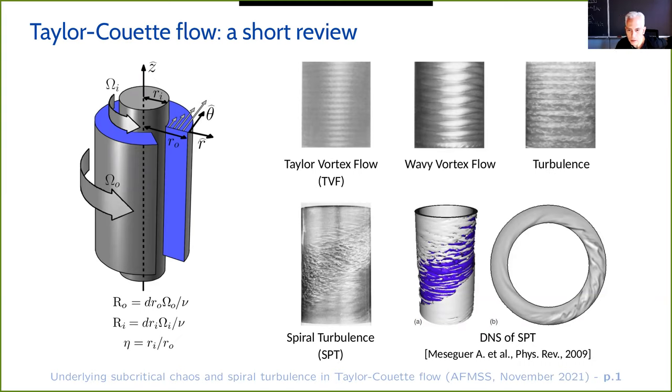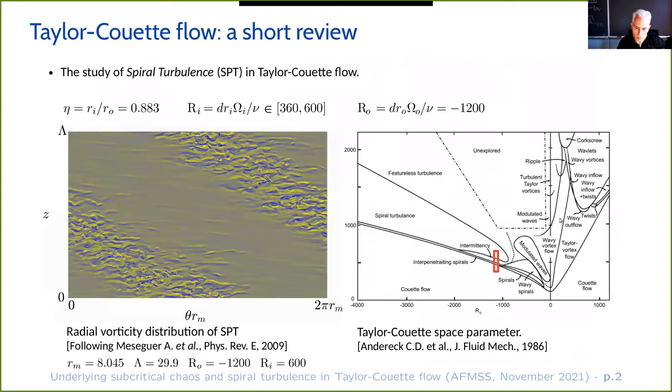And here you have a three-dimensional projection. And then if you cut at a constant axial coordinate, you have this laminar flow that coexists with this turbulent pattern that is drifting azimuthally at a very, very specific angular speed. So we are basically interested in trying to understand the origin of this spiral turbulence pattern.